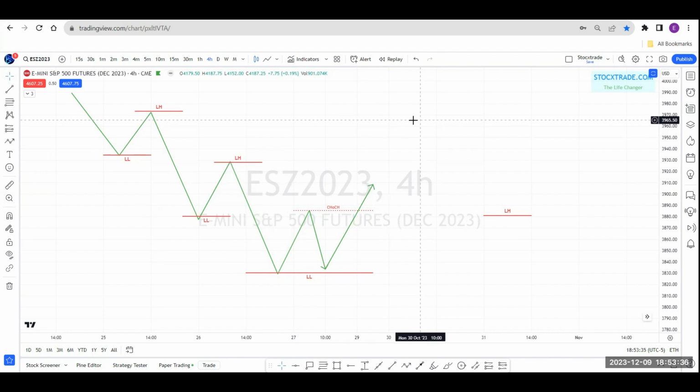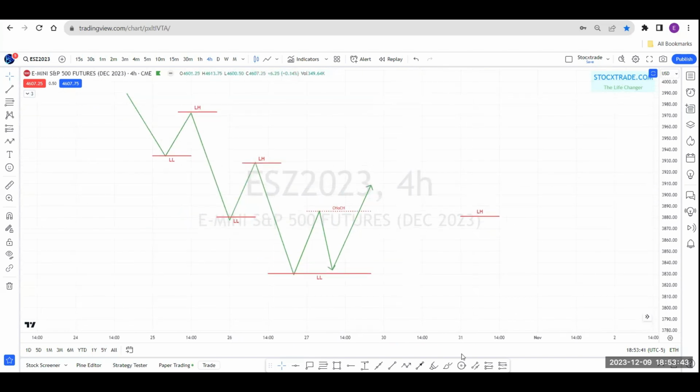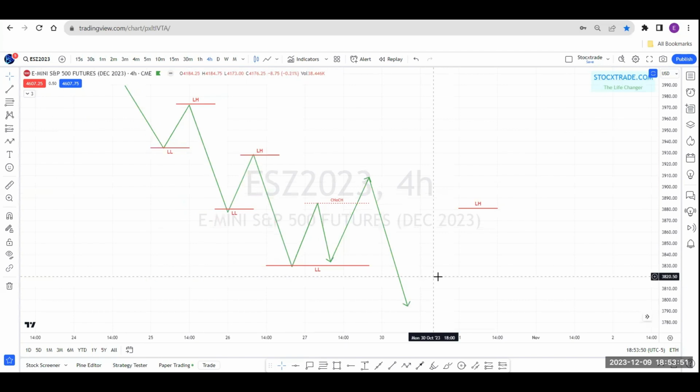But what we do, we cannot go into the buy trade, because sometimes these are fake breakouts. The market will show you that this is the breakout, and the market will break this low again. Sometimes it happens. But most of the times, if the market is changing its character, we need to wait for something. What we need to wait for, I will tell you later on.